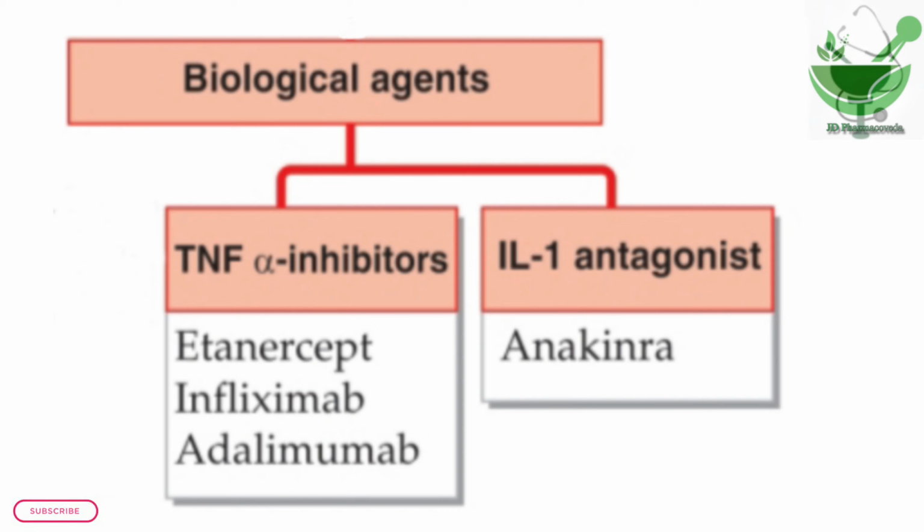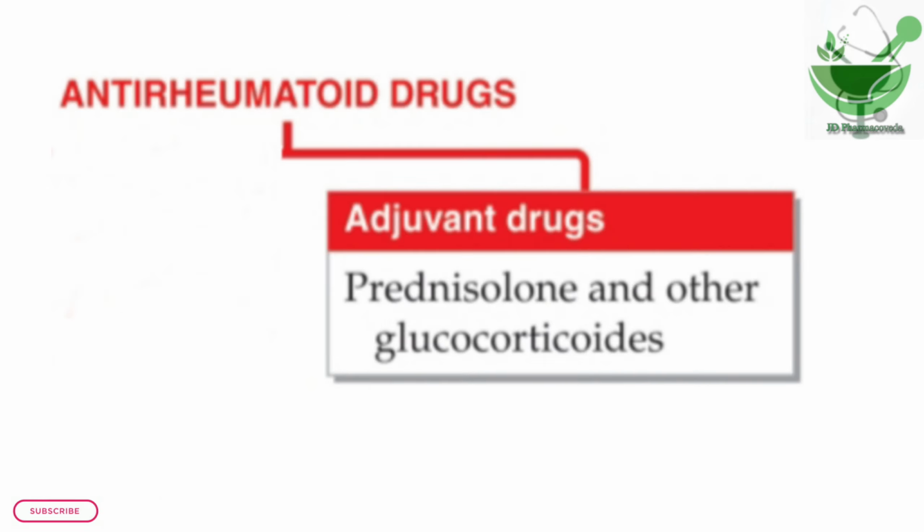The next category is interleukin 1 antagonist, the drug is anakinra. Then the other category is adjuvant drugs, that is the steroids, prednisolone and other glucocorticoids.